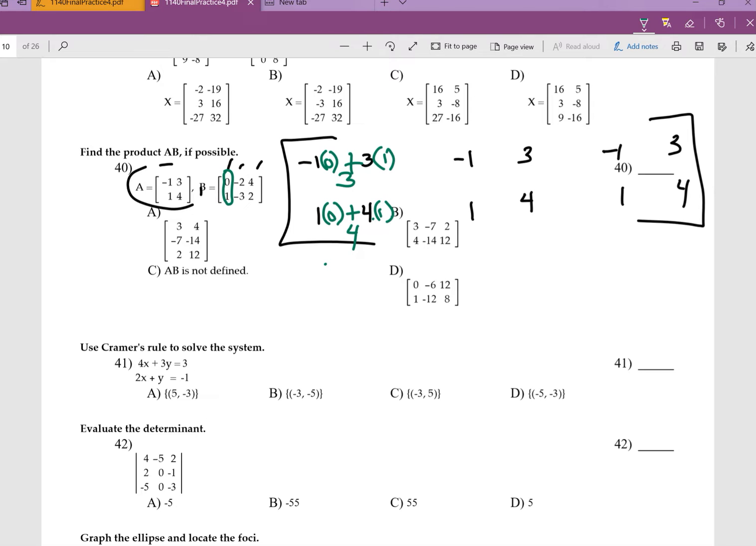So immediately I'm looking for any matrix that's a 2 by 3, so this is no good, this is no good. And so far I have a 3 and a 4, this one does not, and that's your answer.